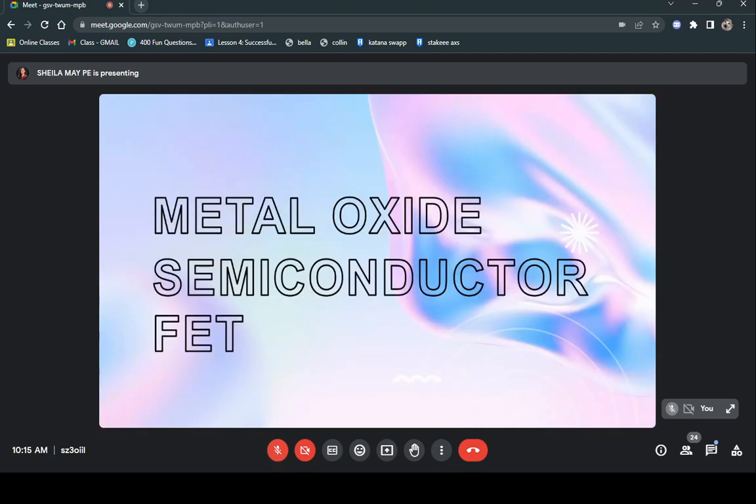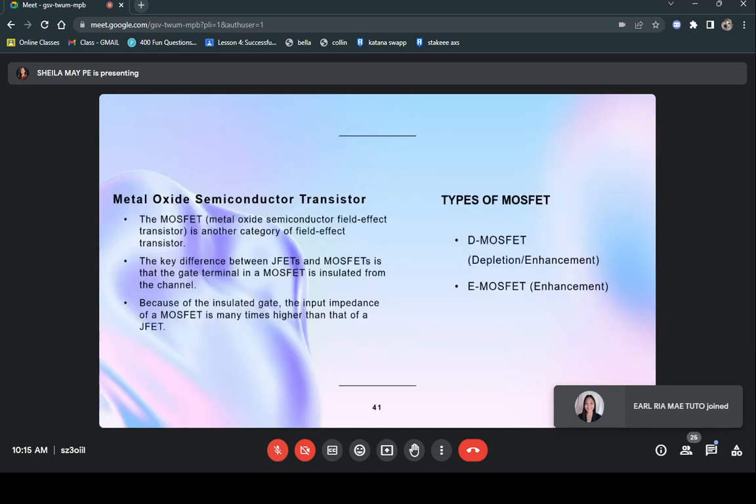Next, we'll proceed with MOSFET. MOSFET is metal oxide semiconductor FET. M for metal, O for oxide, S for semiconductor, and the field effect transistor. So in here, metal oxide semiconductor transistor, MOSFET, is one of the field effect transistors. Okay, it is another category of field effect transistor.